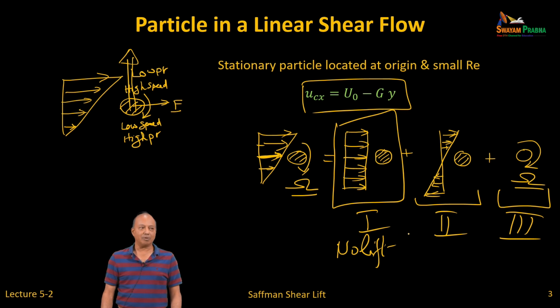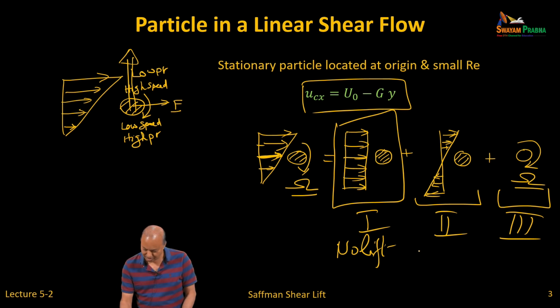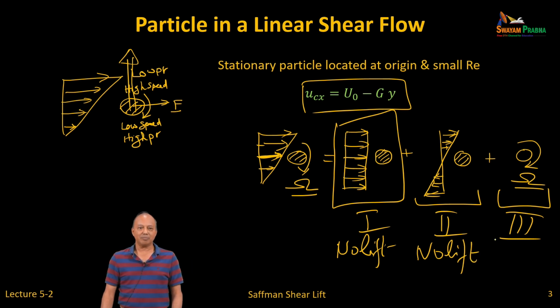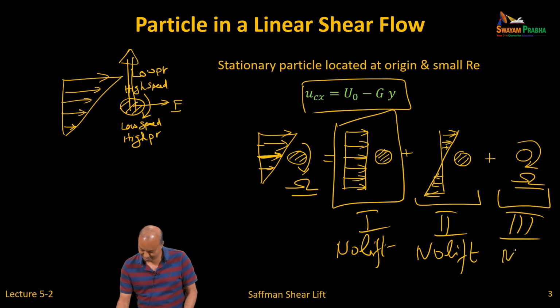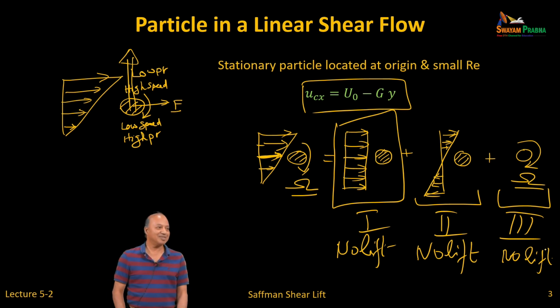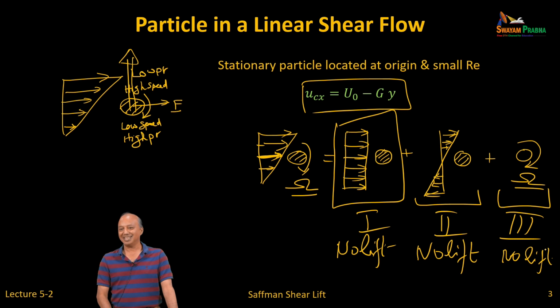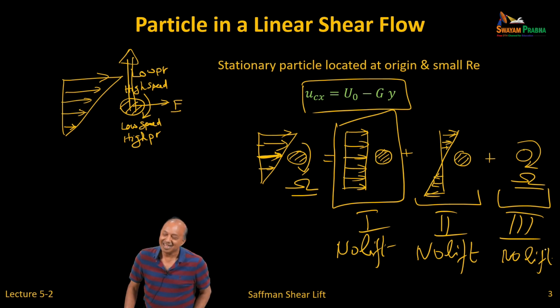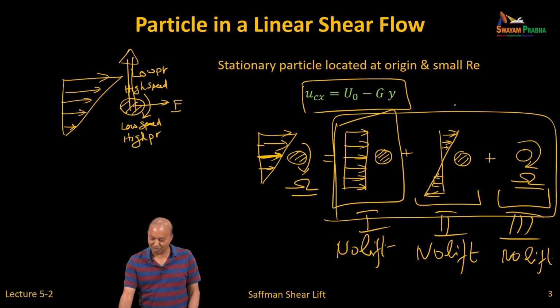What about in the second problem? Why should it be pushed up? It will equally be pushed down. No lift. What for the third problem? No lift. So, some of these things there is no lift. So, what is going on? Reynolds number is not 0. This superposition is allowed only at Reynolds number 0.